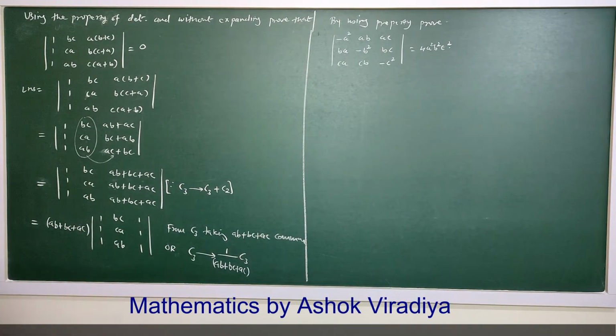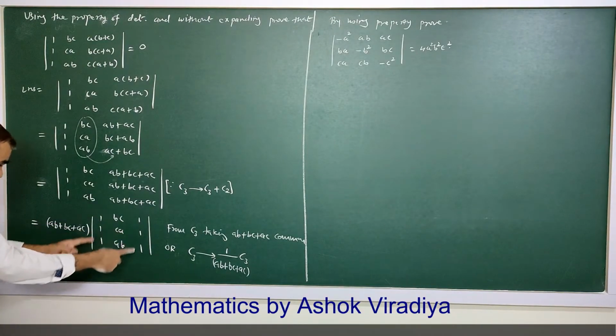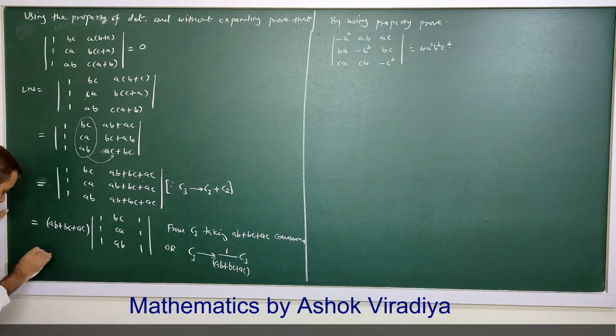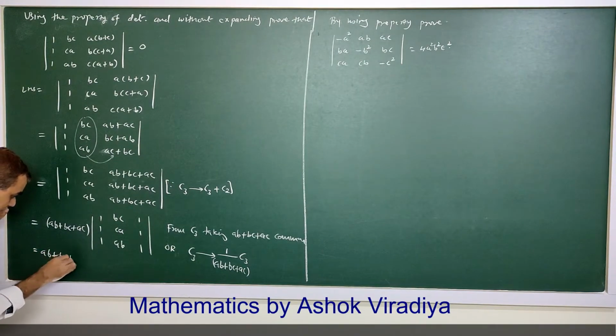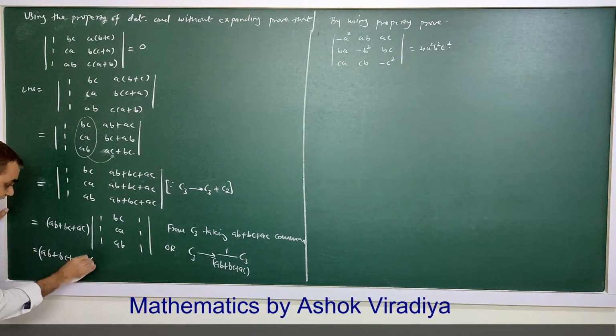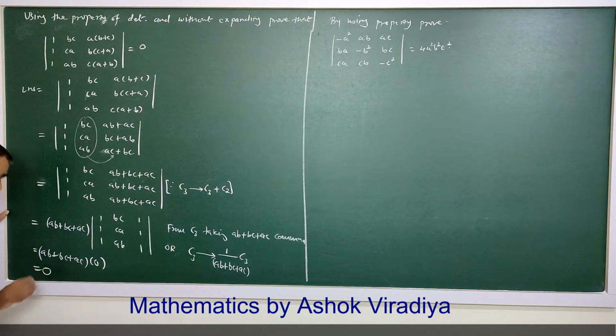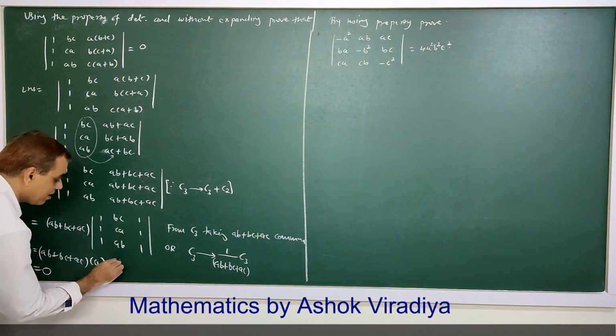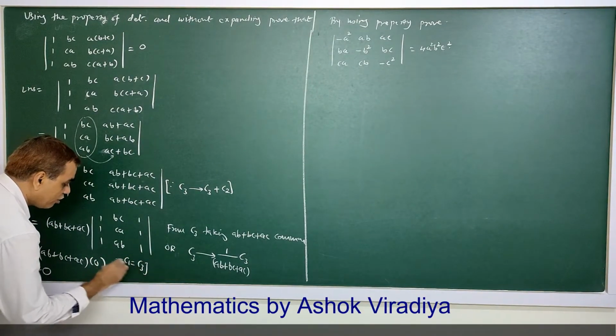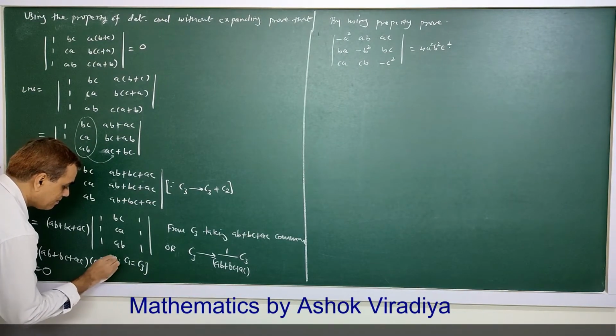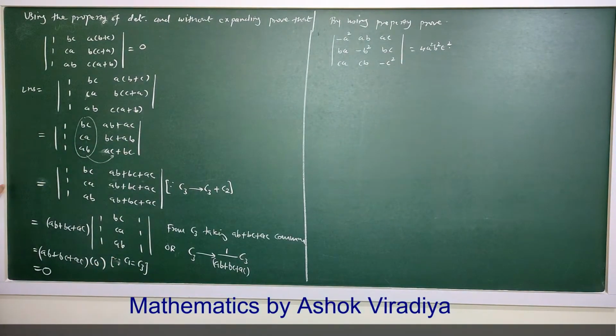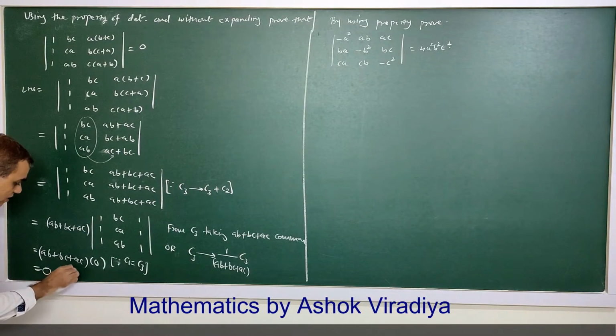And now you can see that here first and third column are same. So this value is 0. So this is AB plus BC plus AC into 0. So value is 0. So here, because column 1 and column 3 are equal, LHS is equal to RHS.